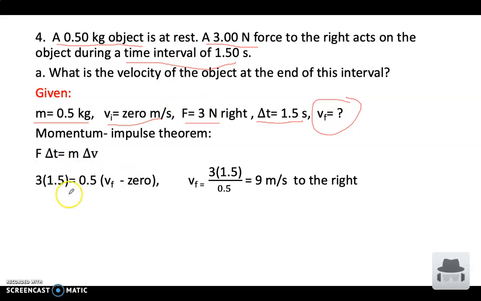Plug all the values you have. 3 times 1.5 equals mass 0.5 times V final, I don't have it, minus V initial, which is 0. Solve. Now this is math now. Solve the question and try to find VF. So I'm going to divide both sides by 0.5. This one will be cancelled with this one, and you will get the final velocity equal 9 meters per second to the right.